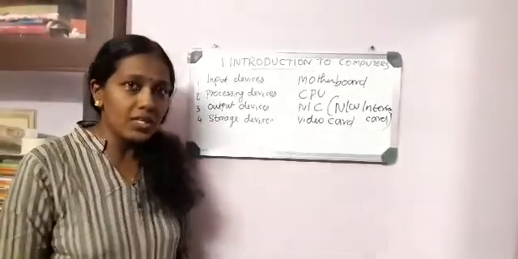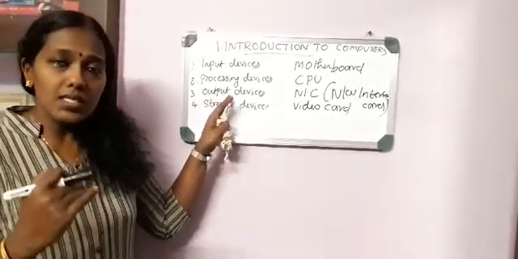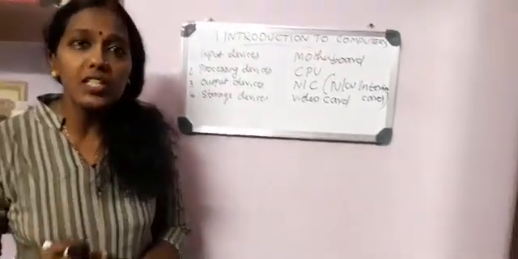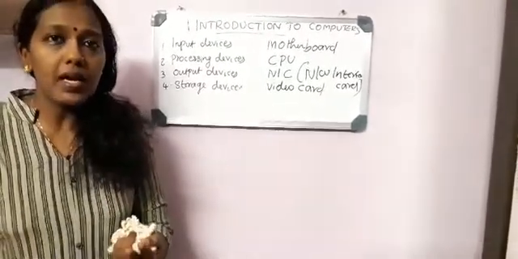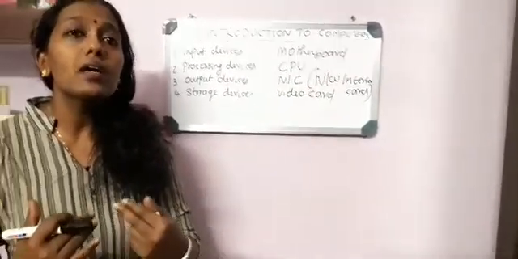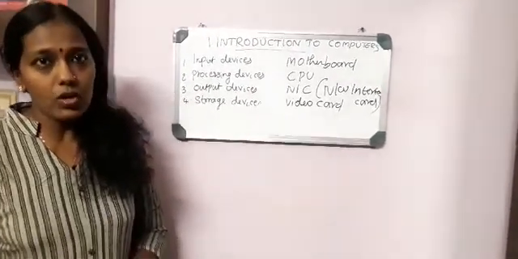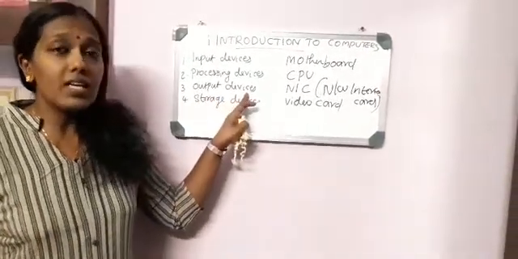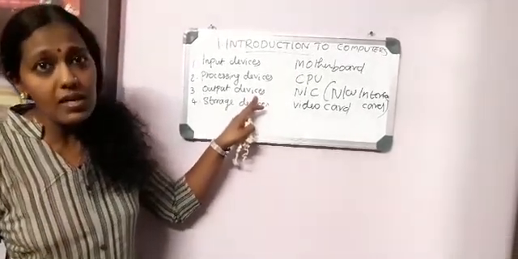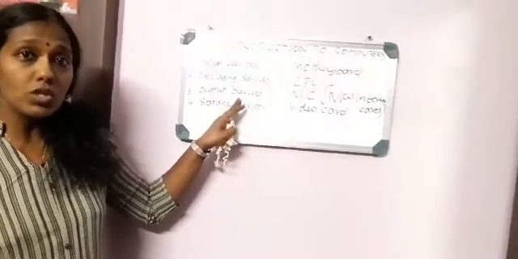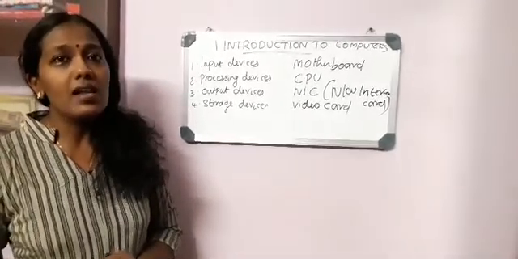Like that, output devices also do one of the functions, children. All the processing information will be in the form of machine language inside the computer. So when it is going to display, human beings cannot read machine language. So it should be converted into human readable language. So output devices are used to convert machine language into human readable language.